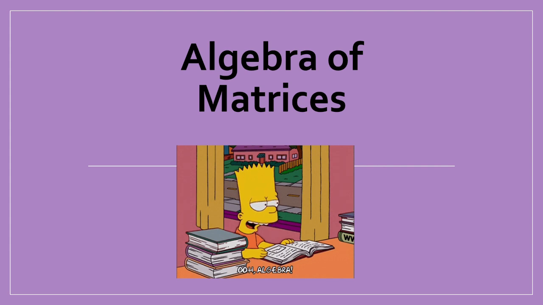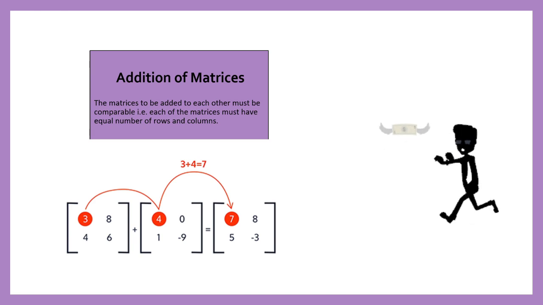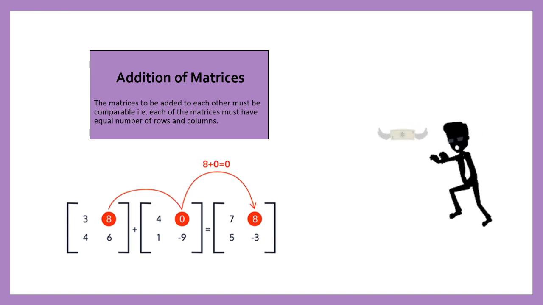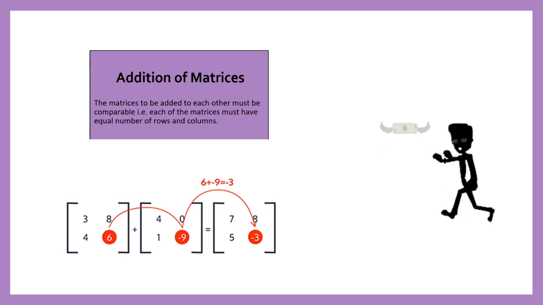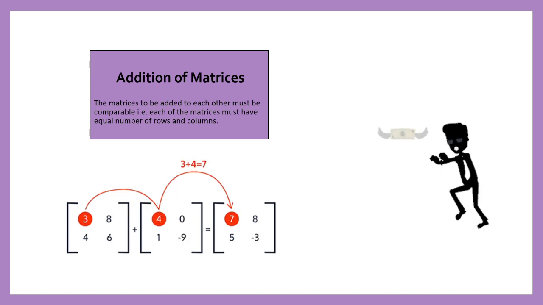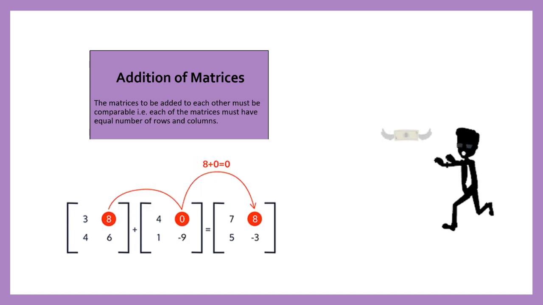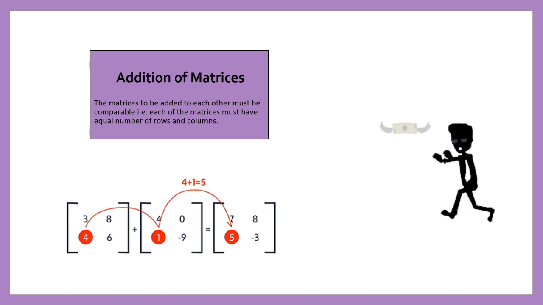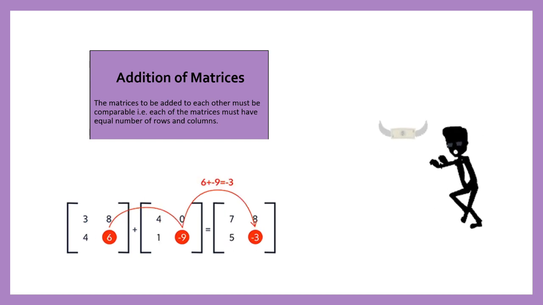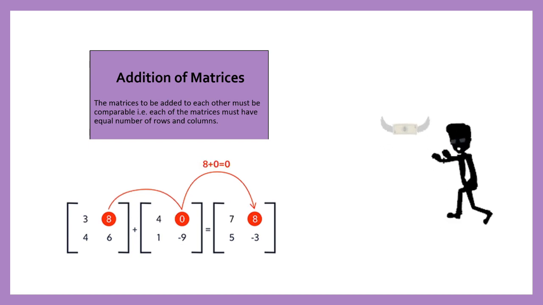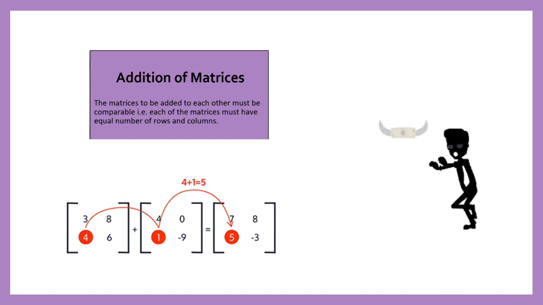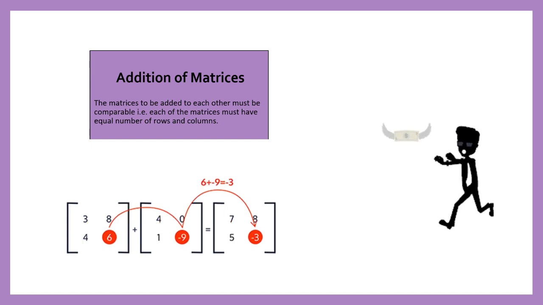Addition of matrices. The condition necessary for addition of matrices is that the matrices to be added to each other must be comparable, that is, each of the matrices must have an equal number of rows and columns. Symbolically, m1 equals m2 equals m3 and so on, and n1 equals n2 equals n3 and so on. Add the corresponding elements of each of the matrices and put their sums in the same order.